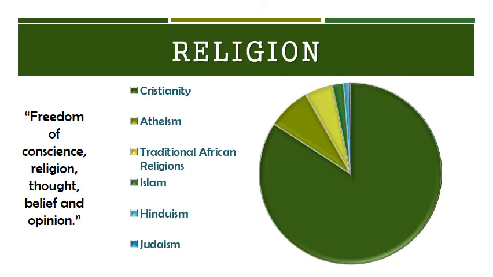This represents an increase from 79% reported in the 2001 census. Of the remaining population, 5% identified with ancestral or traditional African religions, 2% identified as Muslim, 1% identifies as Hindu, and 0.2% identified as Jewish.